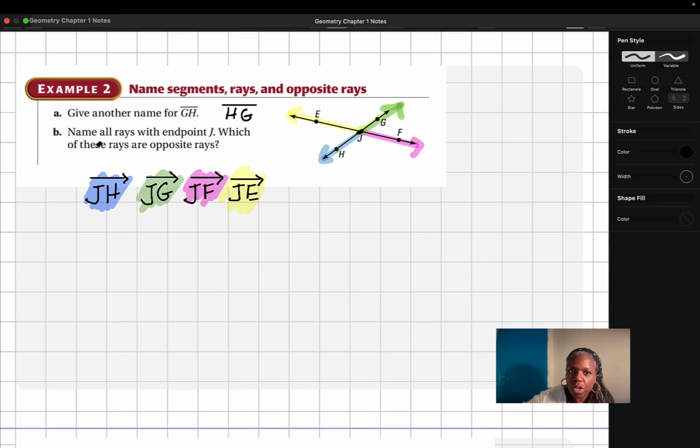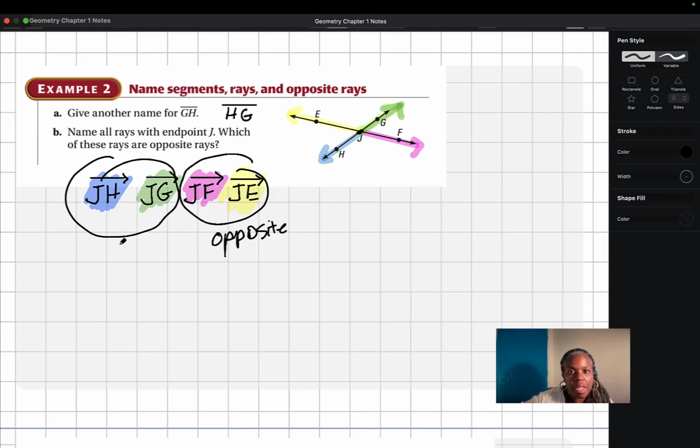Which of these rays are opposite rays? Well, I'm going to show you. Opposite rays make a straight line. So you can see that this pink one and this yellow one make a straight line together. So those are opposite rays. Opposite rays make a straight line when you bring them all together. And what you want to know is that opposite rays have exactly 1 point in common. I think you can see the other pair of opposite rays as well. That would be JH and JG. These are opposite rays as well.